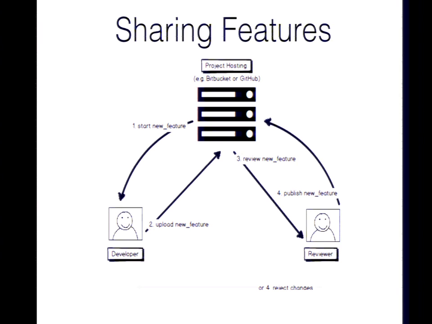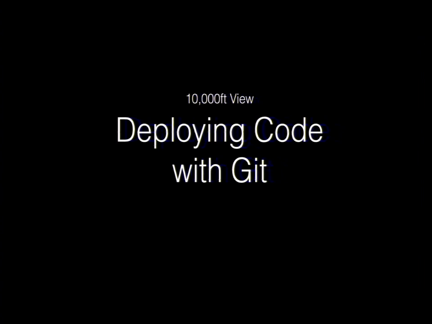We go ahead and create a new branch, we work on that feature, we push it back up to the code hosting system, and then the reviewer over on the right-hand side pulls that code down, they take a look at the code, they either accept and publish the changes back up to the code hosting system, or they reject the changes and ask for some refinements or enhancements to be made. And that's, at a very high level, how we generally work with Git.